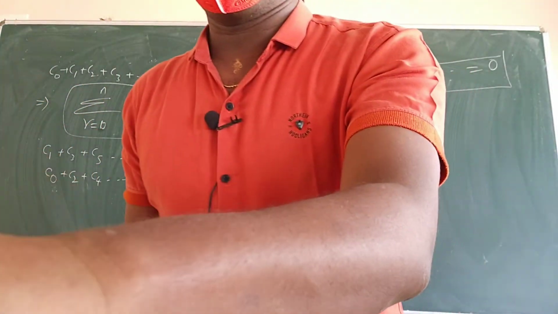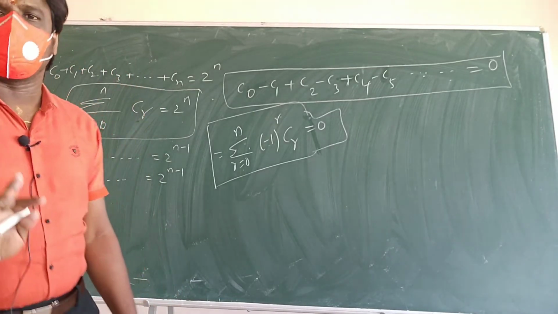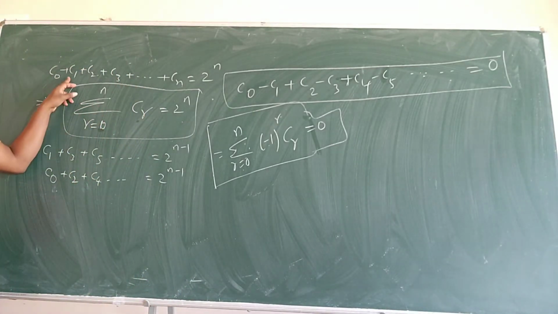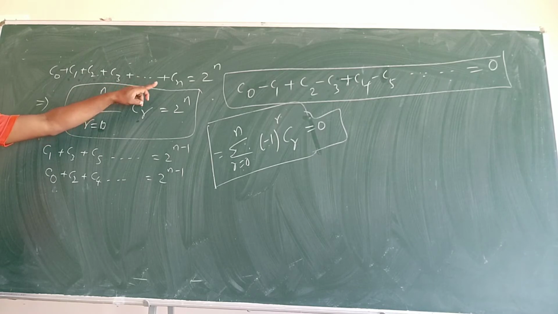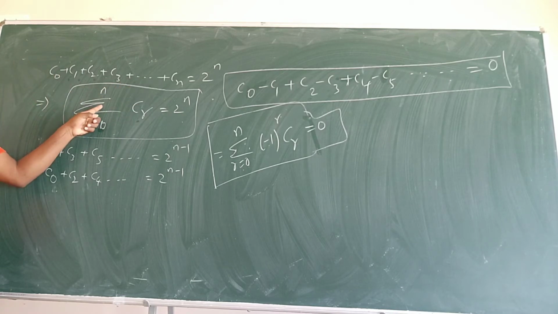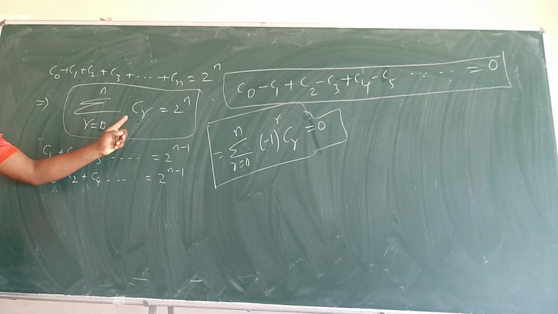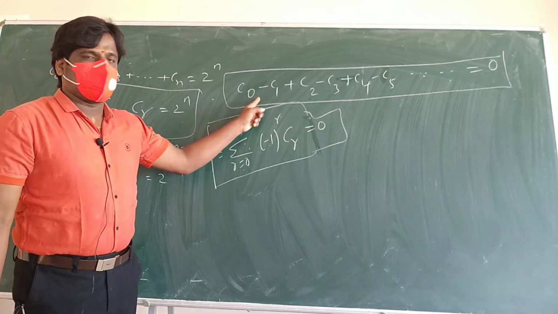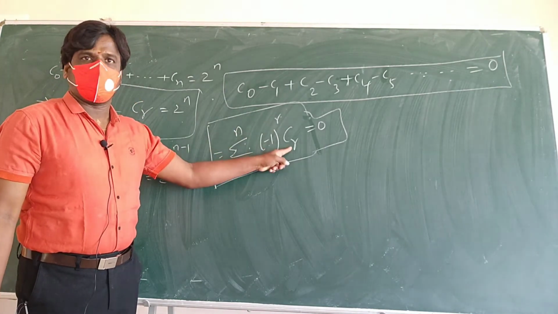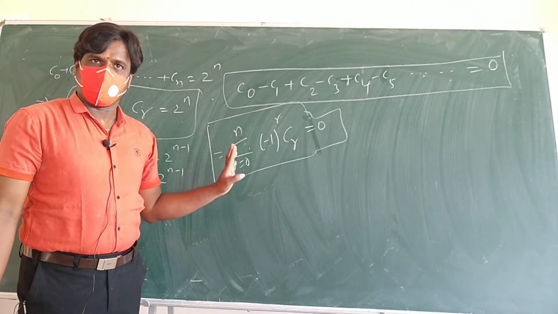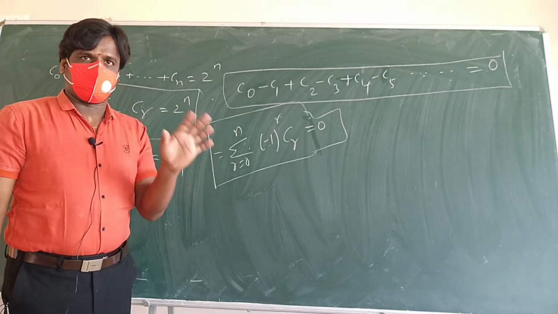Okay, based on this, what you have to remember is if C0, C1, C2, C3, so on, plus Cn is there, the answer is 2 power n. In sigma, we write as sigma r is equal to 0 to n, Cr is equal to 2 power n. And in this case, we write as sigma r is equal to 0 to n, minus 1 power r Cr is equal to 0. We use this only. Now we will do the problems based on that.